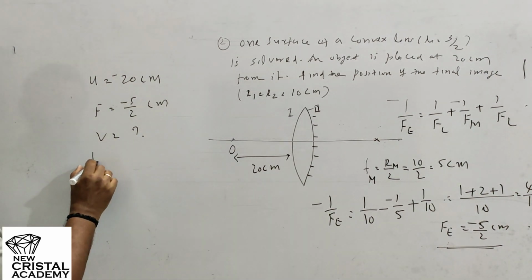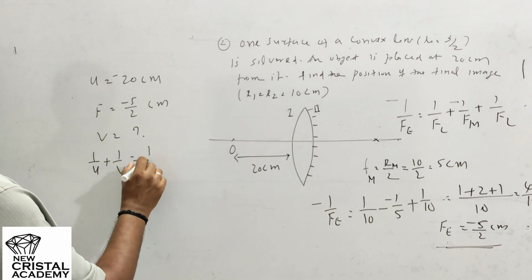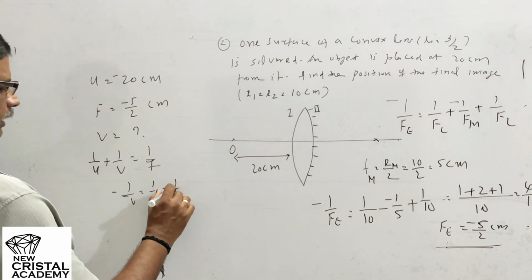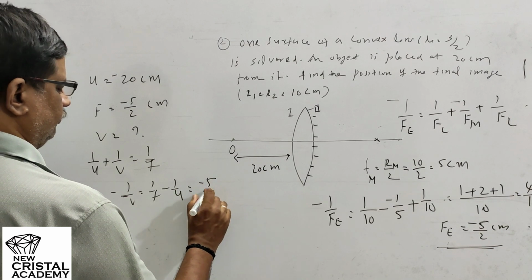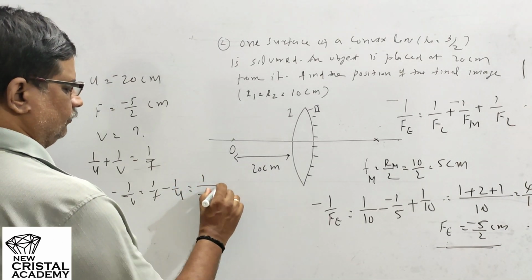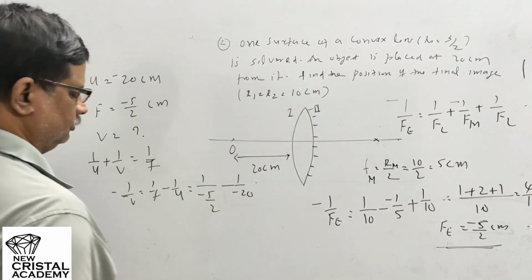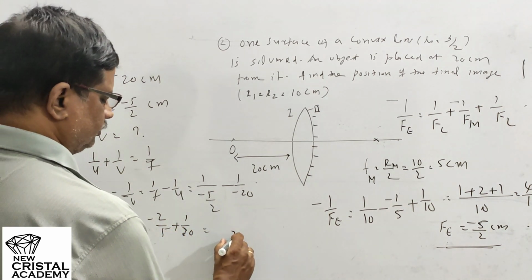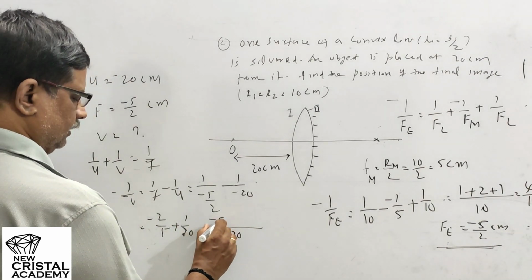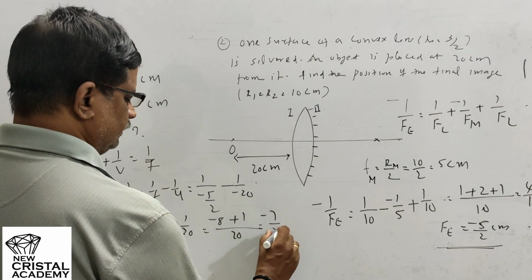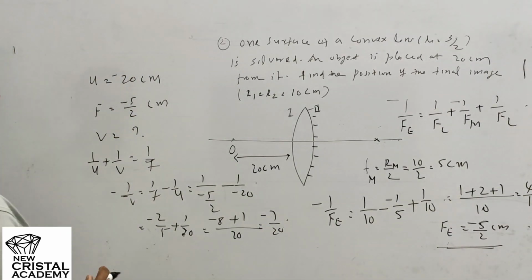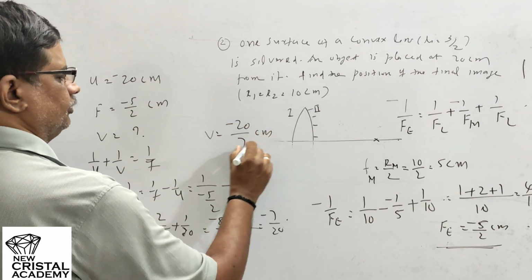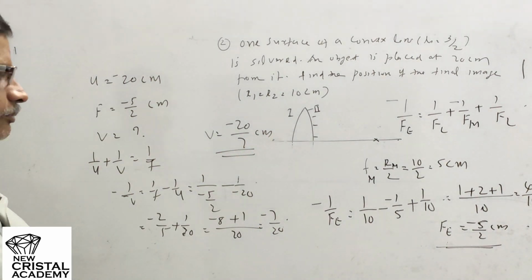So let us write down the mirror equation. 1 by U plus 1 by V equal to 1 by F. So 1 by V will be 1 by F minus 1 by U. This will be 1 by minus 5 by 2 minus 1 by minus 20. So this will be minus 2 by 5 plus 1 by 20. Upon simplification, 20 is the LCM. So 4 minus 8 plus 1, so minus 7 by 20, which means that our V will be minus 20 by 7 centimeter. So that is going to be our V, which is the position of the final image.